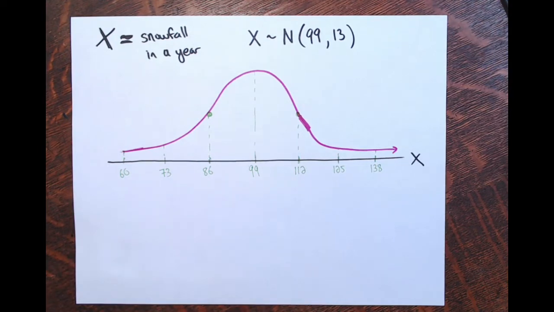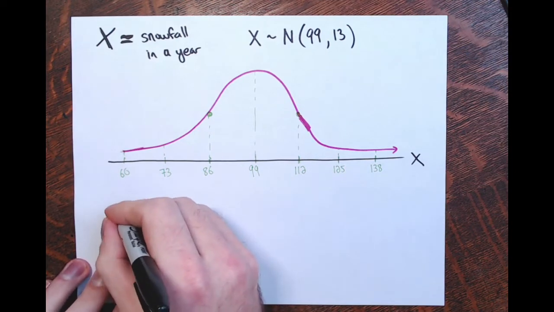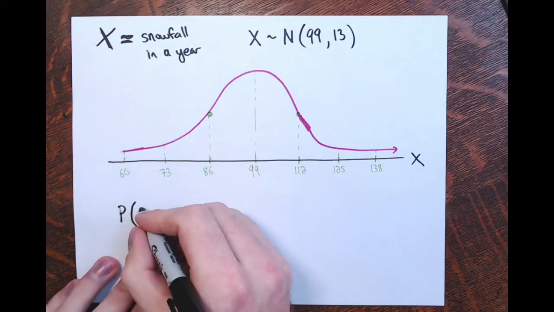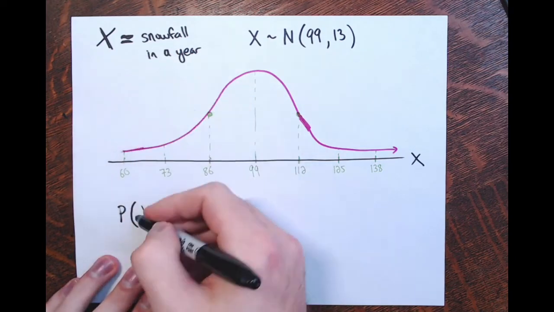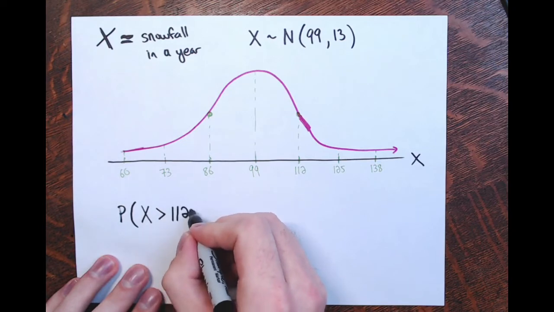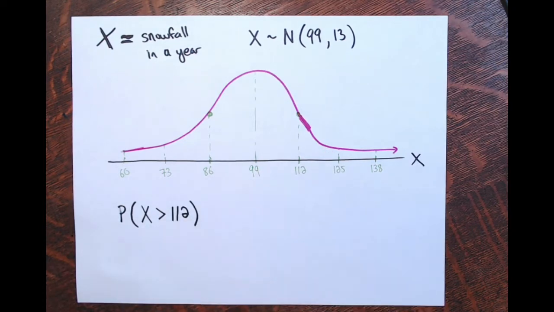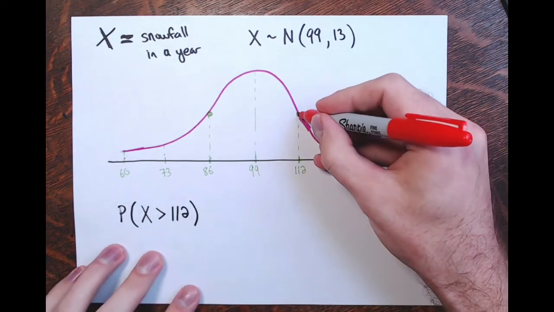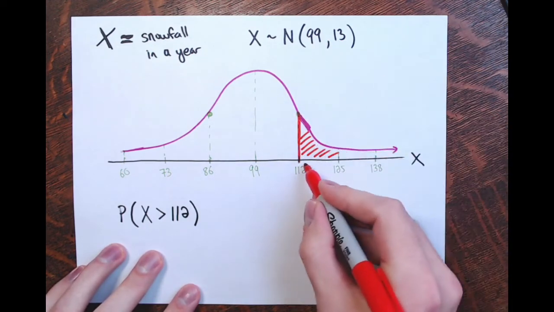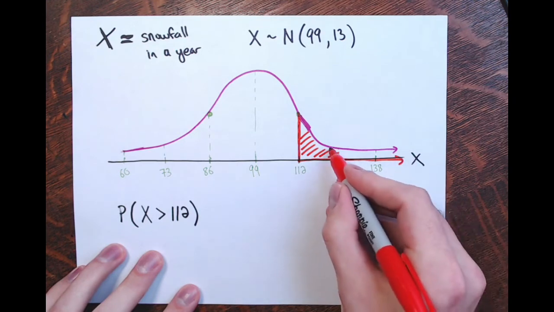And we're asked to find, what's the probability that if she picks a year at random, the snowfall that year was greater than 112. So remember, snowfall in a year is this x here. So what's the probability that x is greater than 112? All right, so if I draw a picture of that region here, now 112 is here, and we're talking this area, right? Greater than 112 is going that way forever.